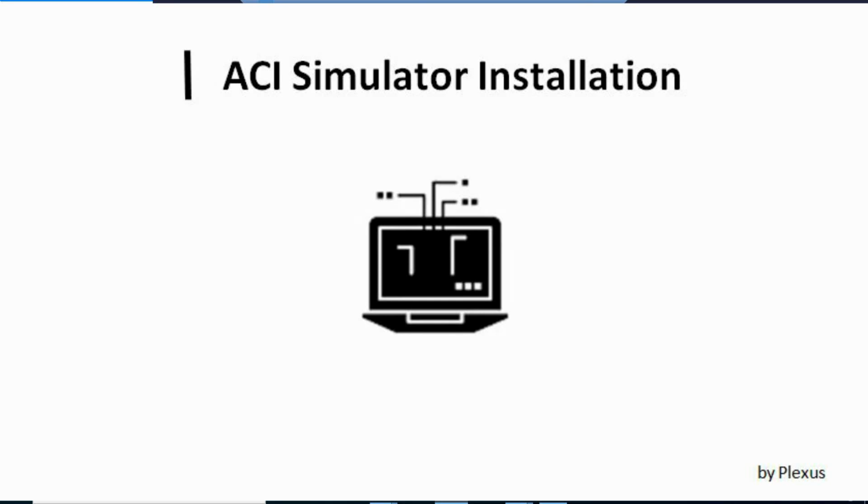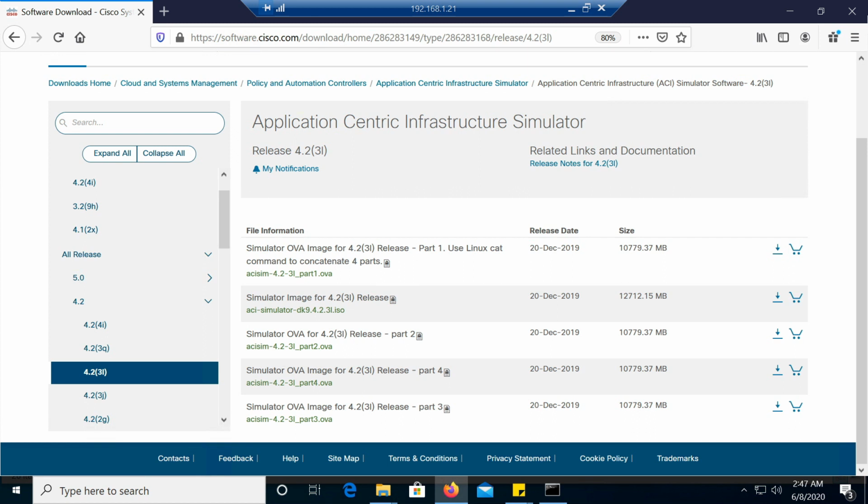Hello friends, in this video we are going to install ACI Simulator on our VM environment. In this video we are going to use version 4.2. To download these files you should go into the above URL, and the same will be mentioned in the description.